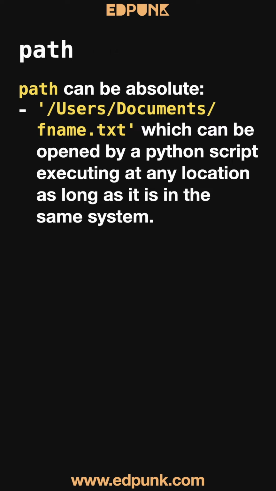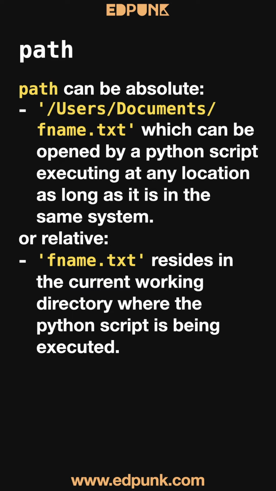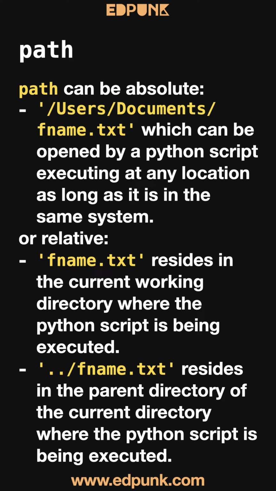The path argument can be a string specifying either an absolute path like /users/documents/fname.txt, which is the absolute path of a file fname.txt that can be opened by the Python script from any location as long as it is in the same system, or it can be a string specifying the relative path, like fname.txt, which is the relative path of a text file residing in the current working directory where the Python script is being executed, or ../fname.txt is the relative path of a text file outside the current working directory where the Python script is being executed.